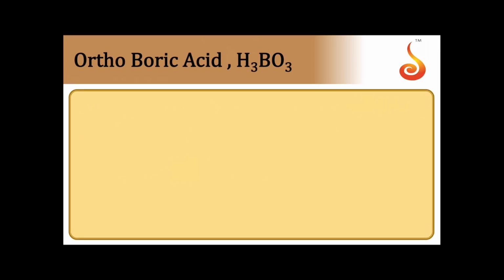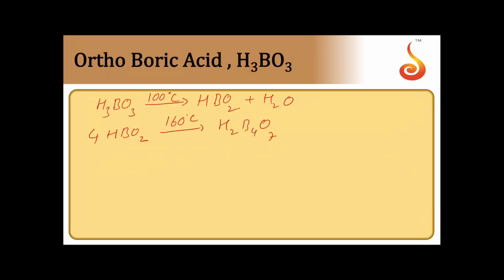Let us see the reaction. Orthoboric acid, H3BO3, on heating to about 100 degrees Celsius initially forms metaboric acid, HBO2. And the metaboric acid on further heating, to about 160 degrees Celsius, should be more than 100 degrees, then forms tetraboric acid, plus H2O. This molecule is called tetraboric acid.